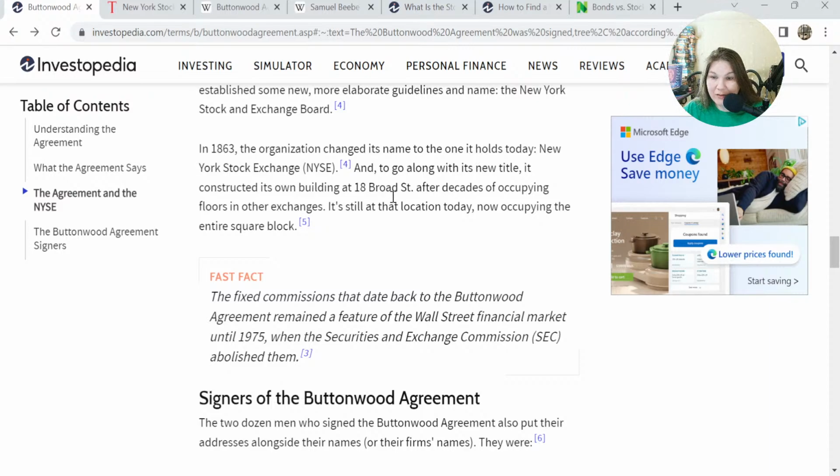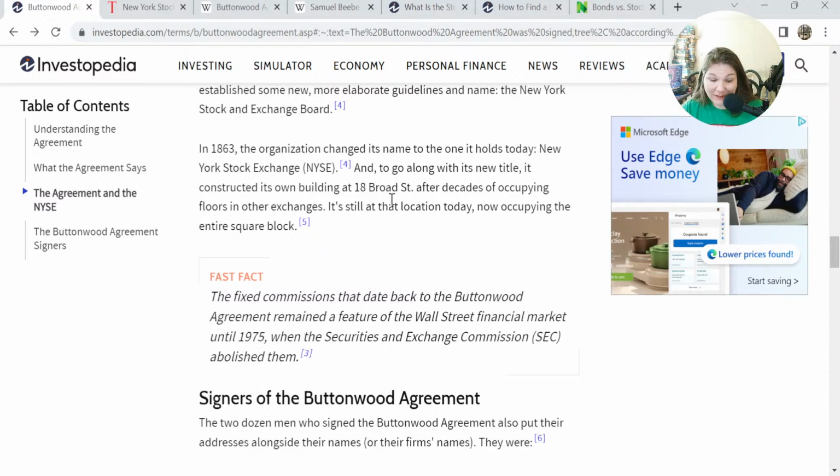So, 1863, it sure was a long time ago. It'll be 200 years in 2063, so in 40 years, it's not that long. And to go along with this new title, it constructed its own building at 18 Broad Street. So it went from a buttonwood tree to a coffee house to its own building. After decades of occupying floors in other exchanges, it's still at that location today, now occupying the entire square block.